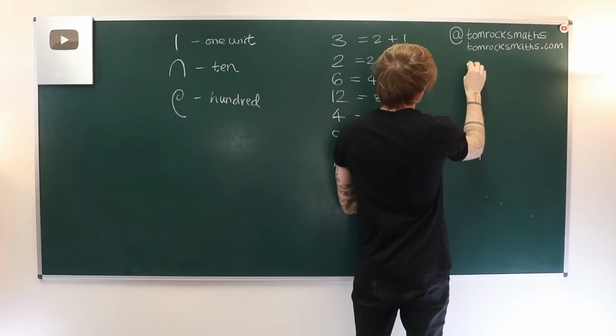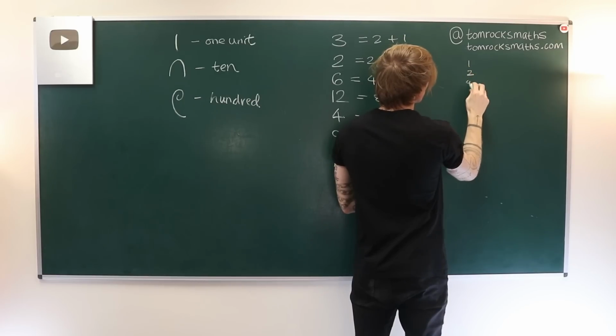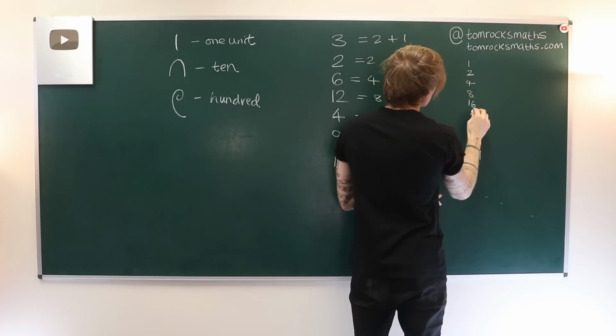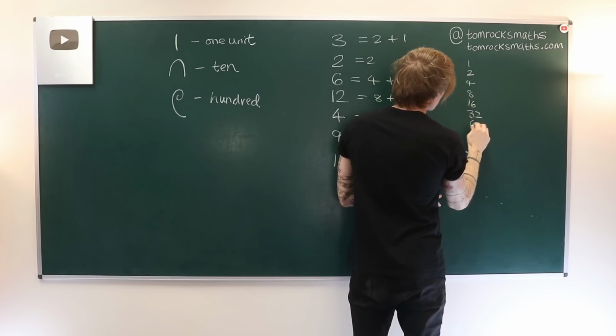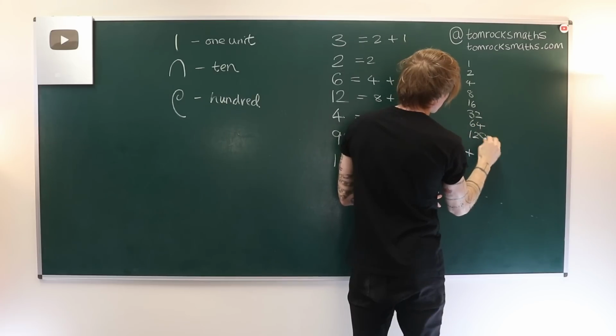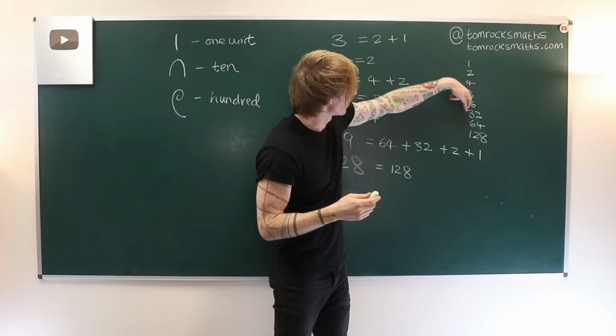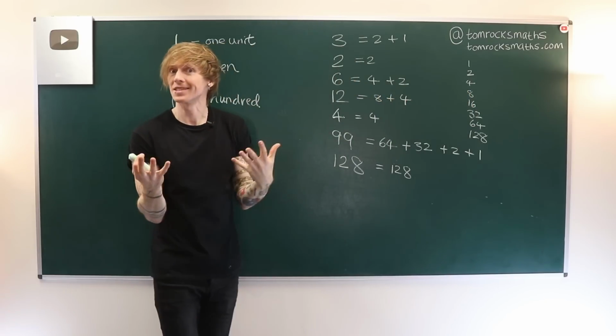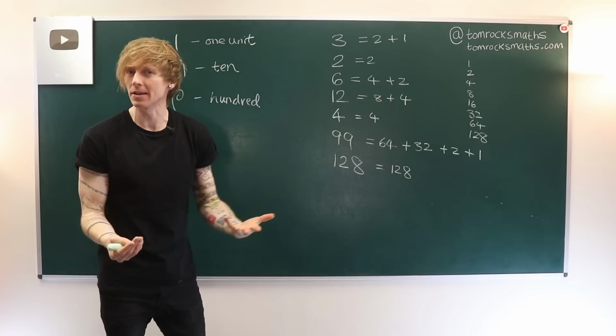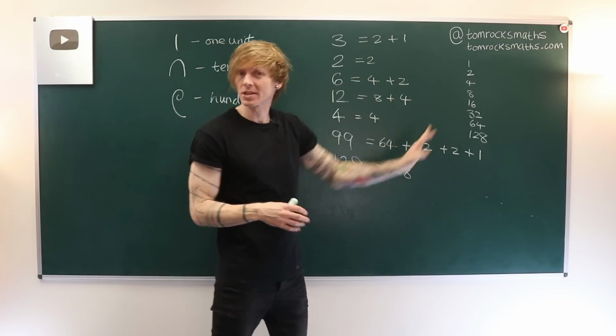So we would start at 1, 2, 4, 8, 16, 32, 64, and then we get to 128. So that would be 0, 1, 2, 3, 4, 5, 6, 7. So it's 2 to the power 7. But that's kind of irrelevant once we've got our list written out.